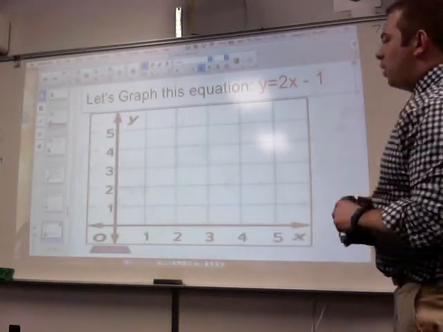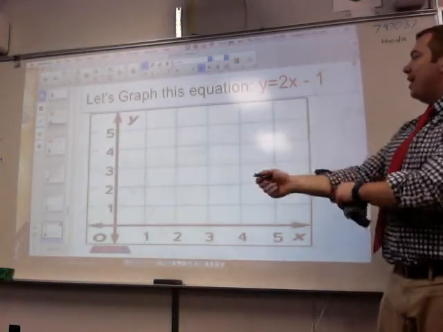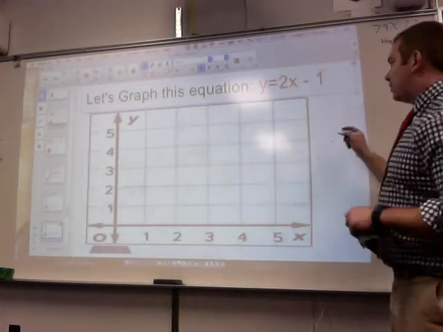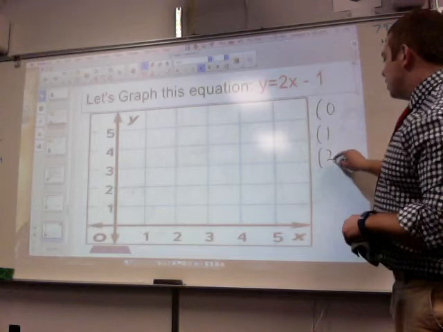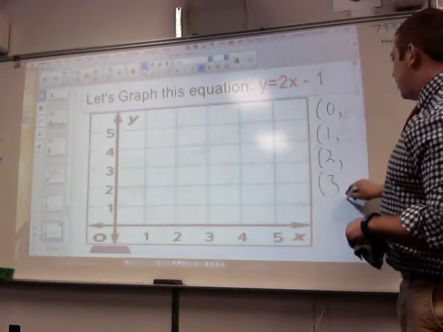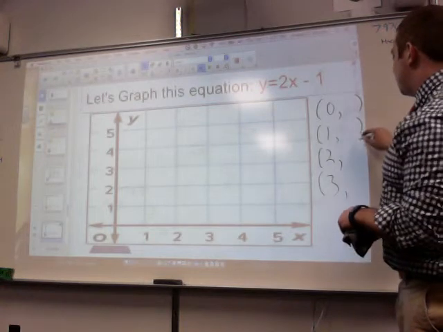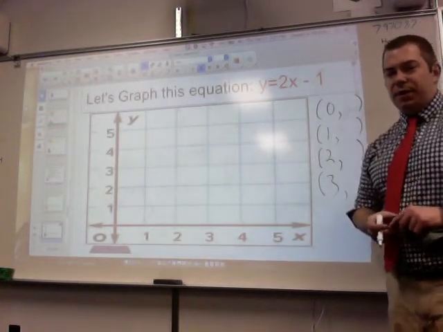All right, we have one more to try together here. Let's graph this equation. Y equals 2x minus 1. So let's set up some points. 0 for x, 1 for x, 2 for x, 3 for x. Now I think I might have made a mistake by putting a 0 first this time, because we might have to fall out of quadrant 1. You'll see what I mean.